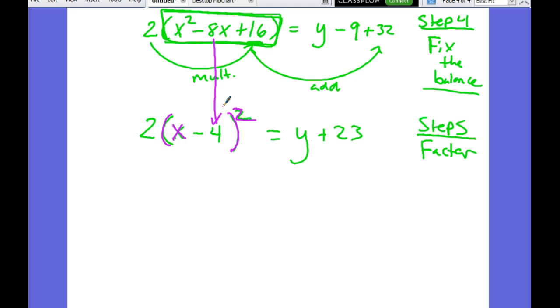Okay, one more step. This is step 6. I promised you guys 6 steps. You ready? Step 6. Move the 23 back over. Move the 23. So check this. How would I move the 23 back over here?